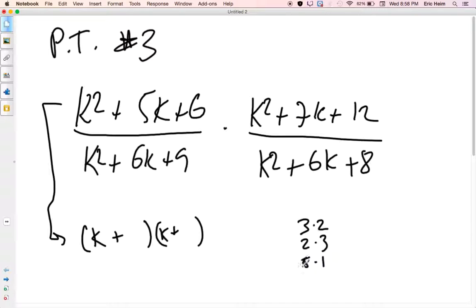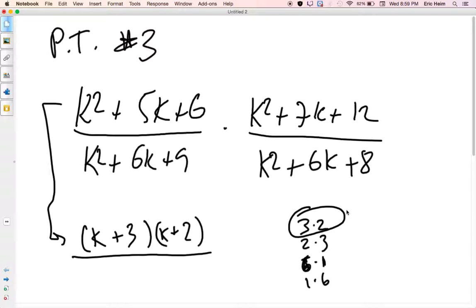6 and 1. Okay, 1 and 6, right? There's not any other choices. But they have to add together to make 5, so one of them would have to be negative. I did make a misjudgment. Just because these both are plus doesn't mean those are going to be plus. Well, no, I'm sorry, I made a mistake again. No, 3 and 2 will work. Plus 3 and 2. I was thinking 6 and negative 1 would make 5, which it would. But I'm pretty sure 3 and 2 are going to work just fine. Sorry about that. So k squared, 2k and 3k make 5k, and then 3 times 2 is 6.